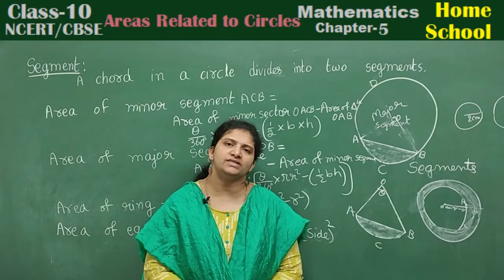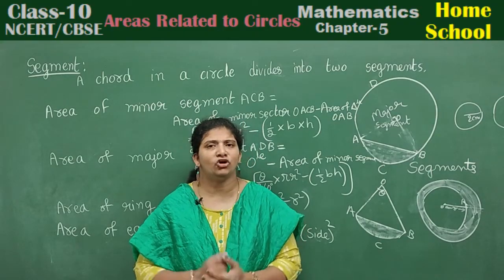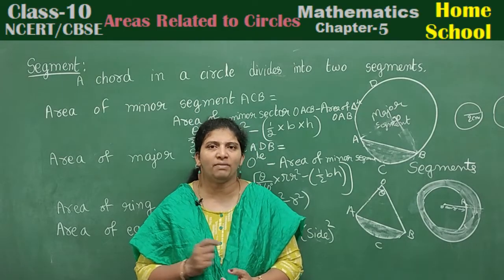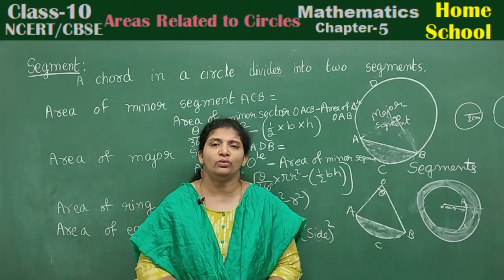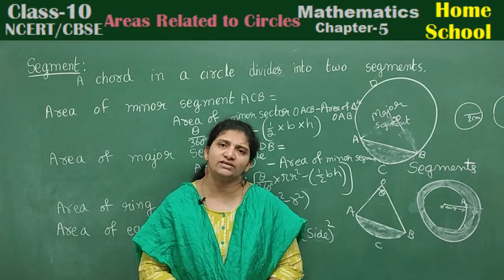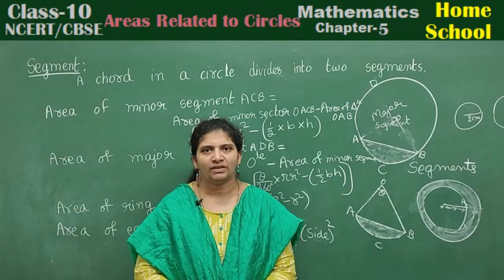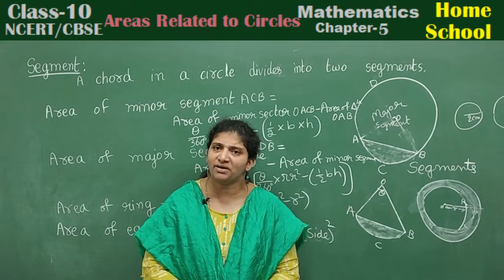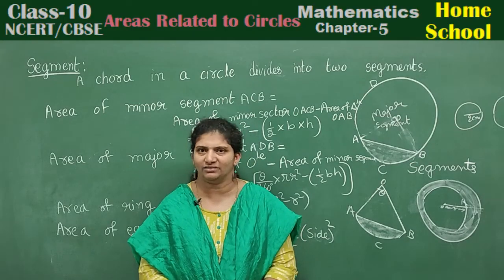Next, we have seen about a sector. Length of minor arc. If you want the length of minor arc, theta by 360 into length, I am talking about the circumference, right? So theta by 360 degree into 2 pi r. Length of major arc, 360 degree minus theta by 360 into 2 pi r.